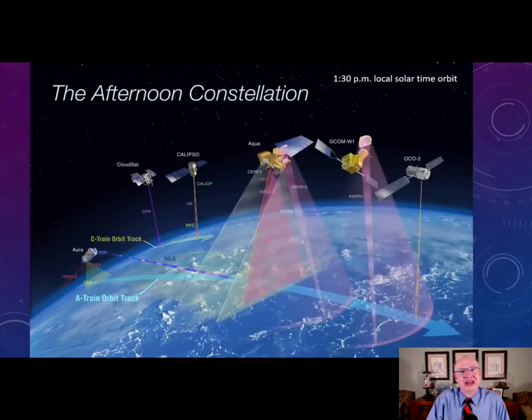NASA has in orbit right now a constellation of satellites called the A train, or the afternoon train. And they pass over the equator at about 1:30 p.m. local solar time. Now, the A train is a series of satellites that are used for monitoring the surface of the ocean, monitoring the atmosphere, monitoring the carbon content of our atmosphere. And the advantage to having all these satellites in the same orbit passing over the Earth at the same time is that we can compare the data from one satellite to another, so that if we see something interesting in one satellite, we can see what the other satellites saw with their instruments at the same time.